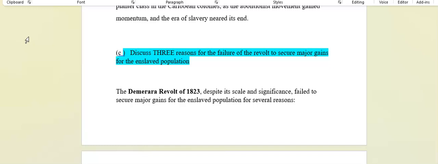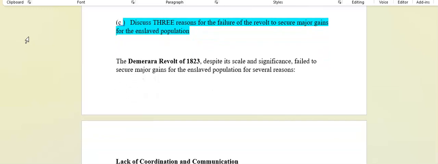Question C, and I hope you guys are doing well in these questions. Discuss three reasons for the failure of the revolt to secure major gains for the enslaved population. And I want you to answer this question. Write it in your book, guys. What are three reasons for the failure of the revolt to secure major gains for the enslaved population? I'll give you a few minutes to think about this question.